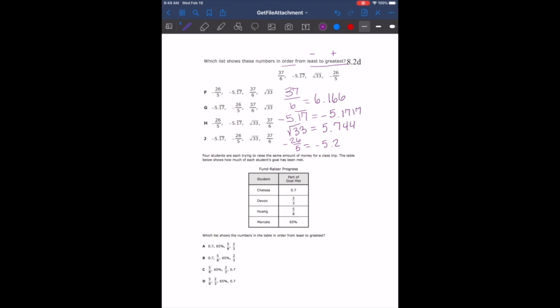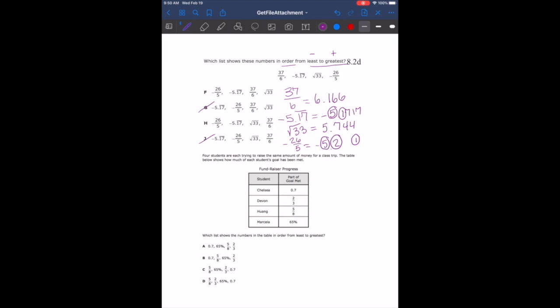So we have to look at our numbers, and we see that we have negatives, so those are going to be our smallest numbers, our least. We see negative 5, negative 5, 0.1, 0.2. So when we're talking about negative numbers, we know that the further away they are from the zero, the smaller they are. So our smallest number will be negative 26 over 5, which eliminates G and J.